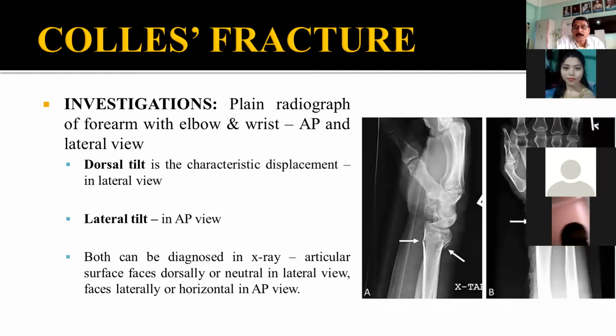Now, what are the X-rays? AP and lateral view. Most of the time AP and lateral views are enough, and they will tell us about the fracture and about the displacement also. What can be diagnosed in the X-ray? Articular surface facing dorsally and neutral. In the lateral view you can see the articular surface facing horizontally. So you have to go through the X-ray and analyze it.